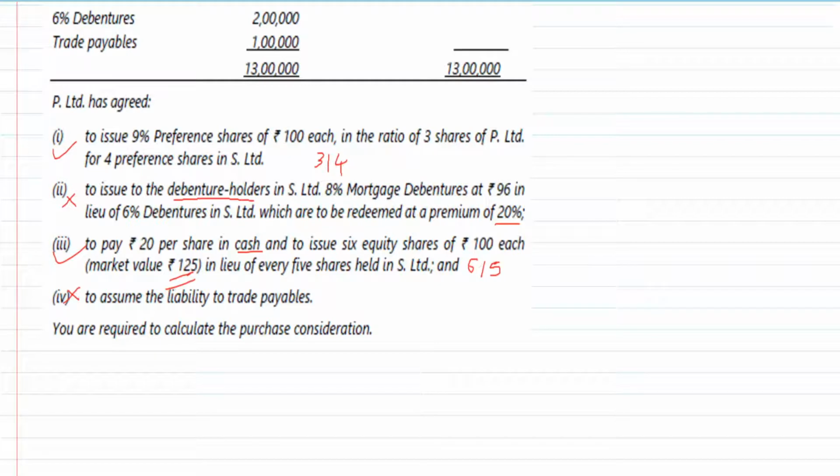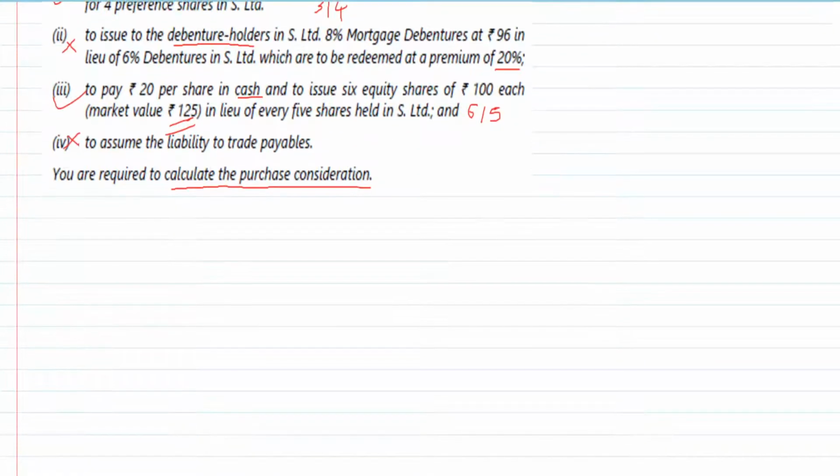Question is to determine the purchase consideration. So we have to simply find out what we are paying to the preference shareholders and what we are paying to the equity shareholders. We will consider information 3 and information 1. The sum total of that is the purchase consideration. Let's get it.